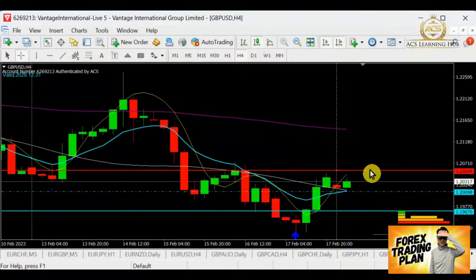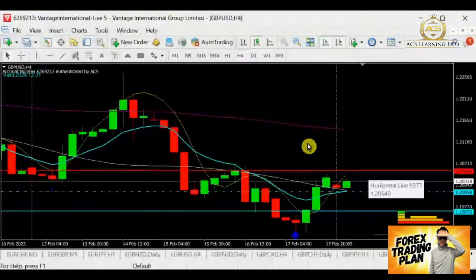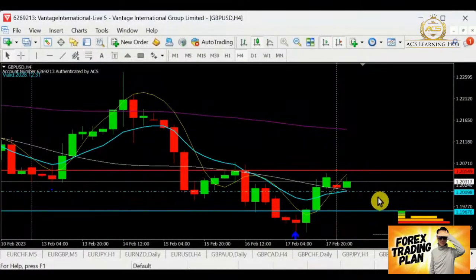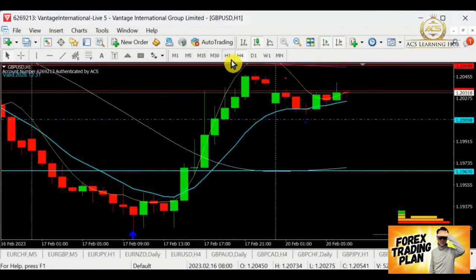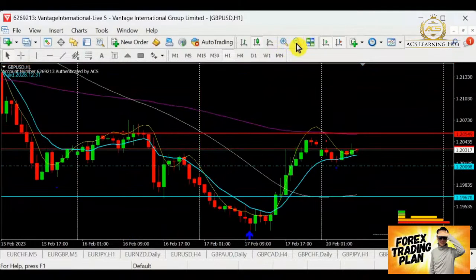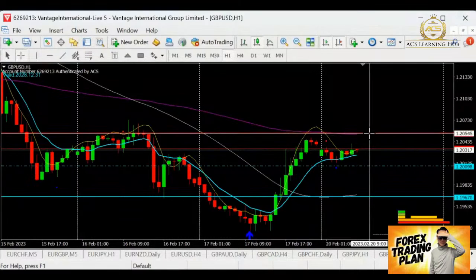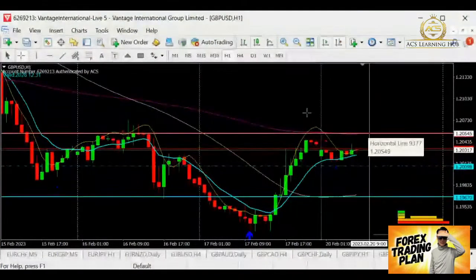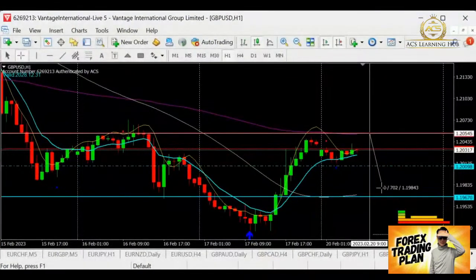Allow it to go further up, then test on the resistance. If it's not breaking, and it's holding well down, then we will go for another round of selling. So I will be waiting for one resistance to be taken out. As we can see on the 1 hour time frame, we have a gap here. So it is actually trying to take out the gap, fill up the gap, and then it will meet up with resistance. Then after that, we will go for the selling.